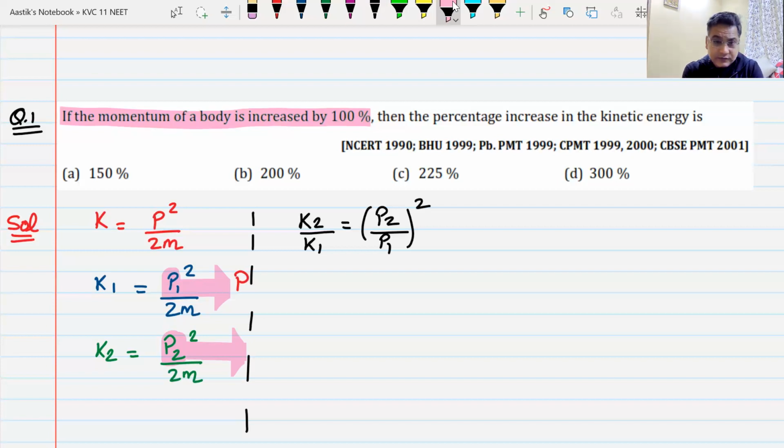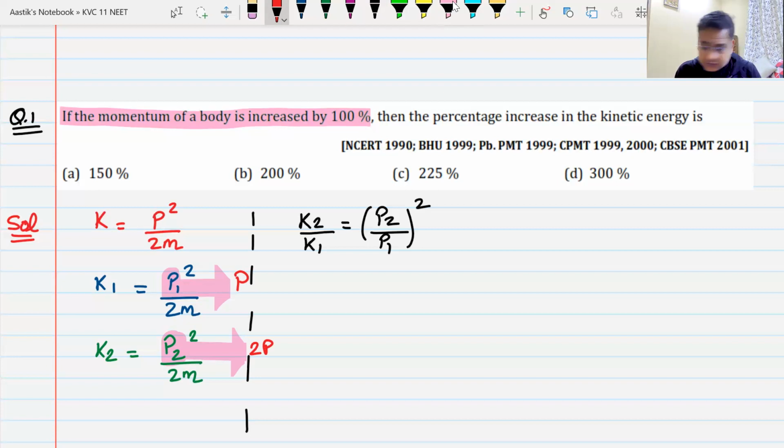100 plus P. How much? 100%, beta. It is 100%. Something increases by 100% means if your initial value is something, the final value increases by the same amount. So if initial value is P, the final value becomes 2P. So remember this. The final value becomes 2P.